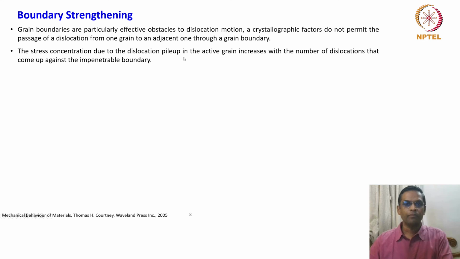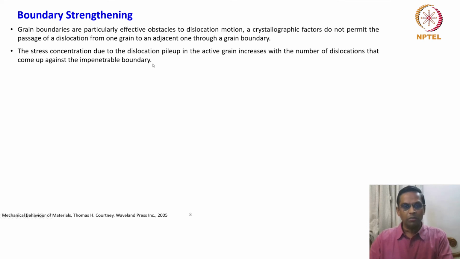So this can happen within the grain. It's an active grain. What do we mean by active grain? Active grain means this is the one grain which is favorably oriented. That means this grain has the maximum Schmid factor and orientations are favorable, the slip activity is going on, and the deformation proceeds. That's what it means, active grain, and the stress concentration increases with the number of dislocations that come up against the impenetrable boundary.